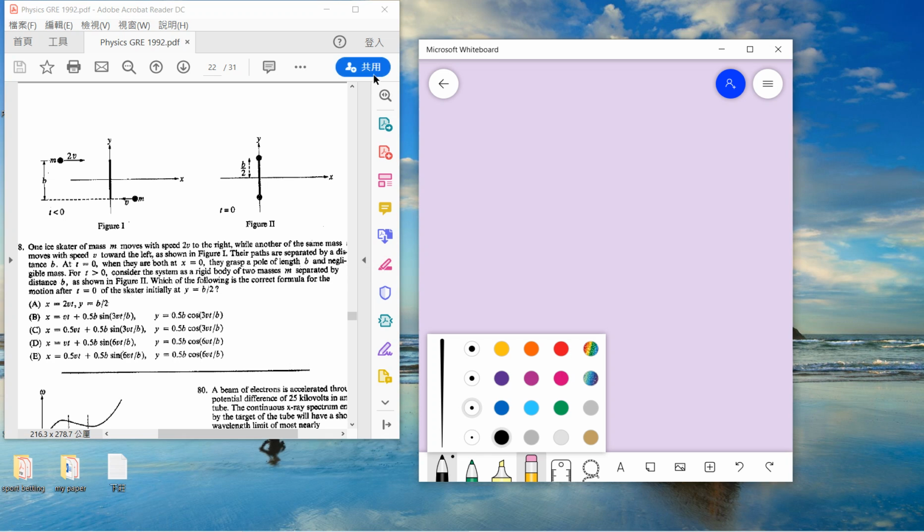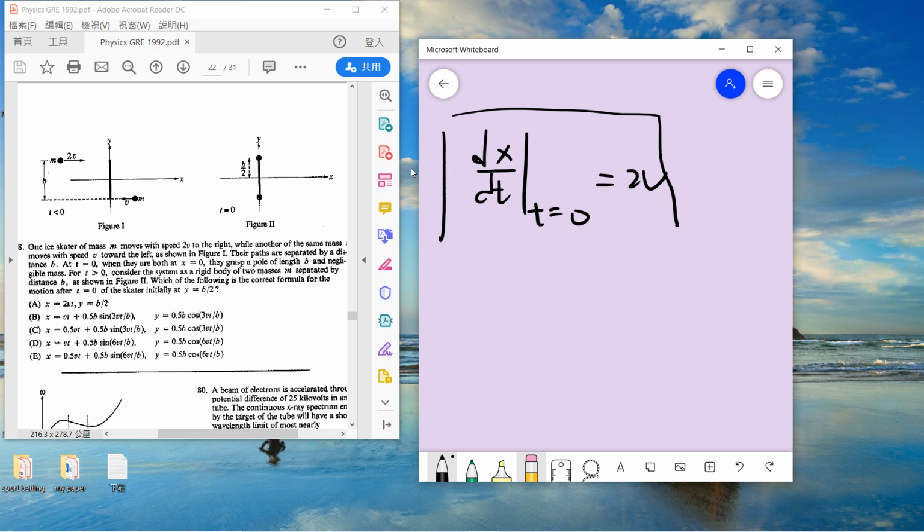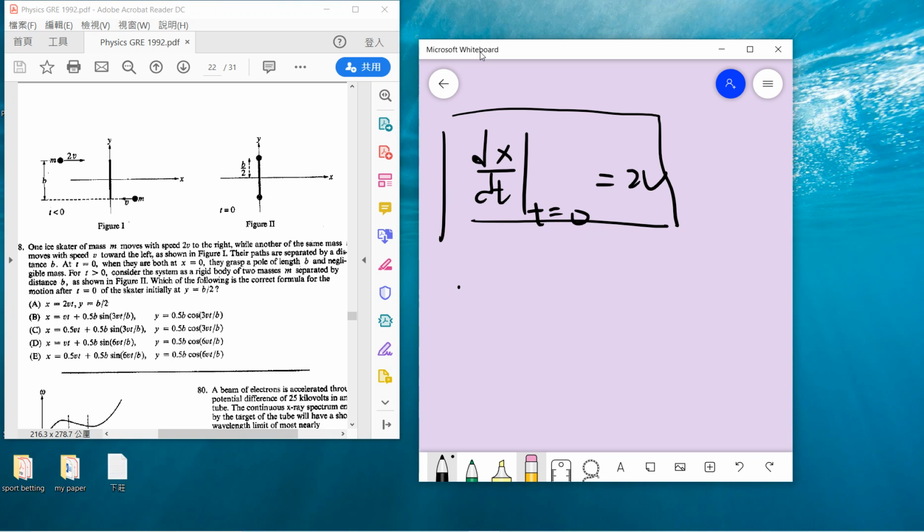Okay, so the velocity needs to be continuous. So we know that dx over dt at t equals 0 is 2v. This is the necessary condition that we need to have. And remember, A is impossible because we know that they should start to rotate. So the remaining options are B, C, D, E. All we need to do is calculate which one satisfies this necessary condition.